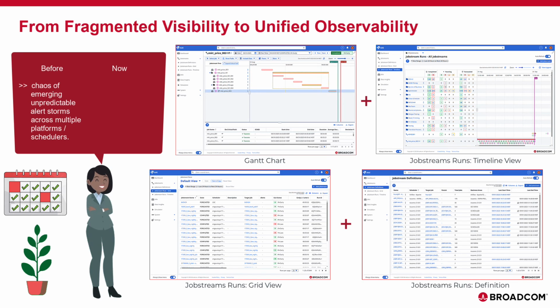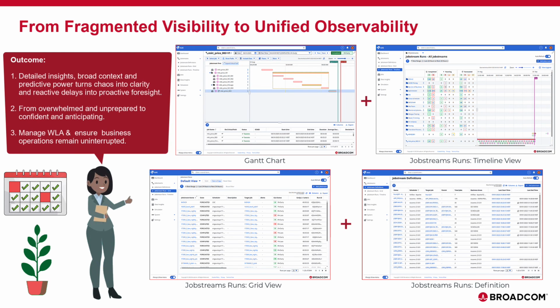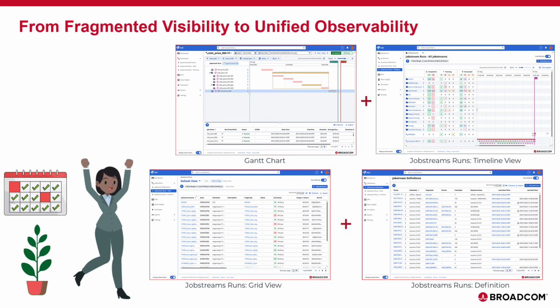Instead, AAI gives her and her team the power to see emerging issues, dive deep into any detail, whether it's design, real-time execution, historical trends, or forecasts, and most importantly, predict outcomes before they affect the business. This combination of detailed insights, broad context, and predictive power turns chaos into clarity and reactive delays into proactive foresight. With AAI, Regina goes from feeling overwhelmed and unprepared to confident in anticipating. She can effectively manage complex automation landscapes and ensure that business operations remain uninterrupted.